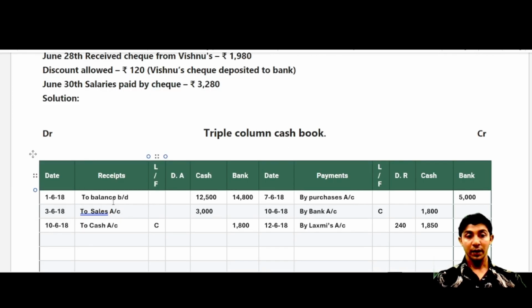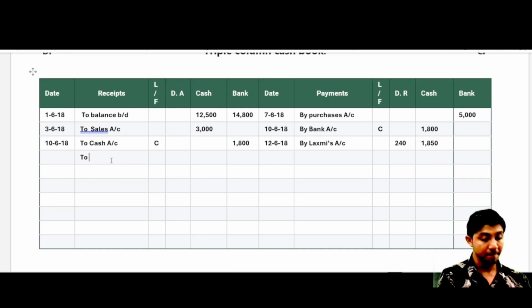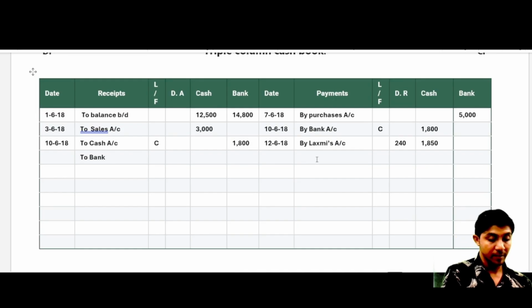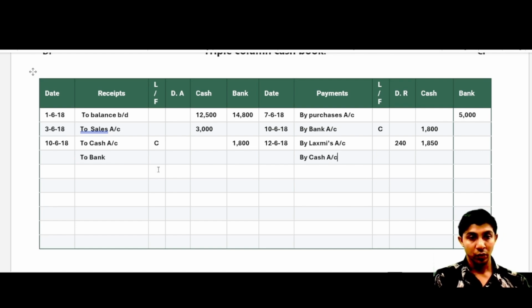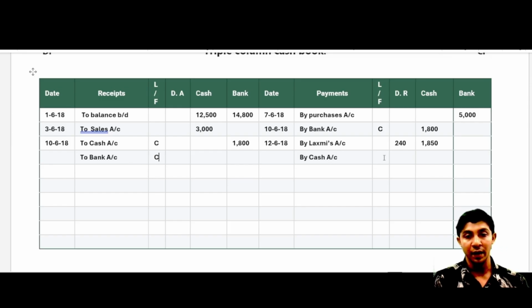So in cash book, we will write to bank account, by cash account, and in the LF column for identification of contra entry we have to write C on both the sides.